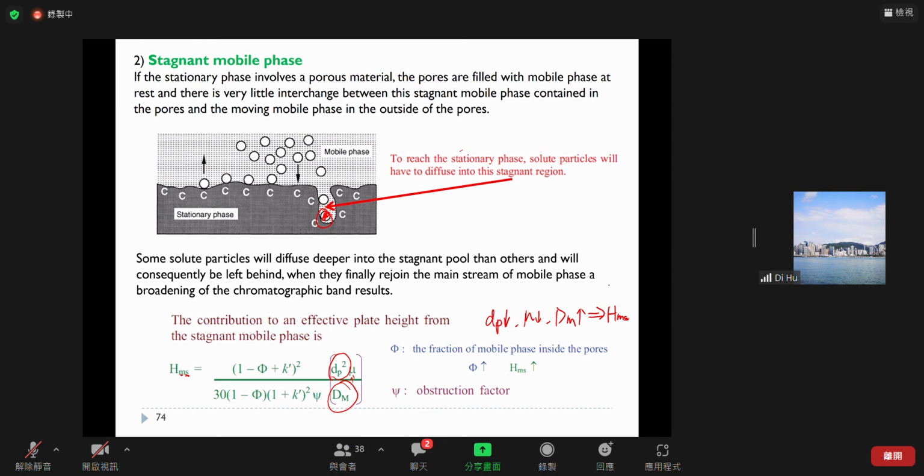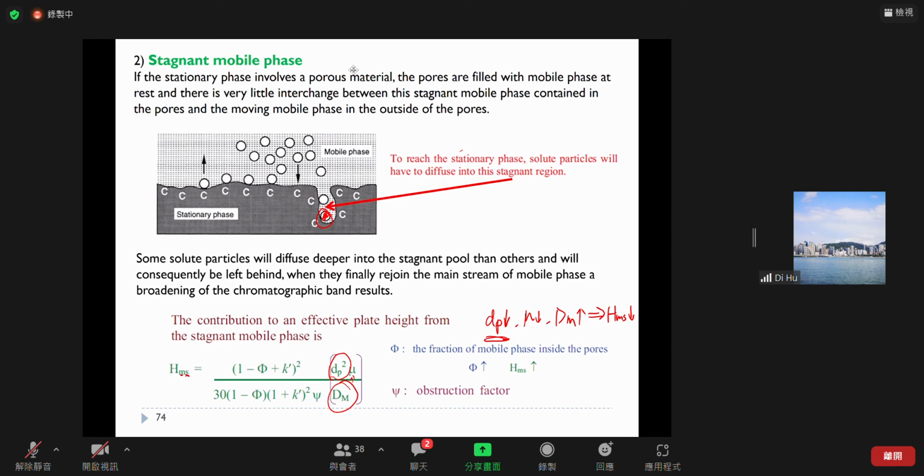I think so far you already have some sense about what we can do to decrease the overall H, the plate height, right? We already talked about all these parameters. Which term have we seen from the very beginning until now? dP, the packing particle diameter, right? Remember last week we mentioned that.